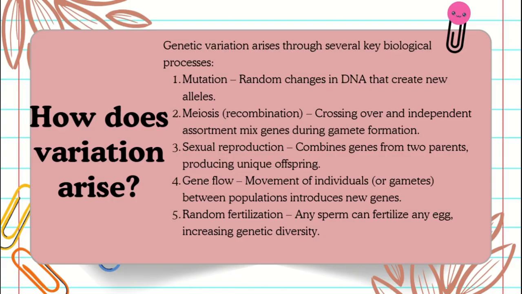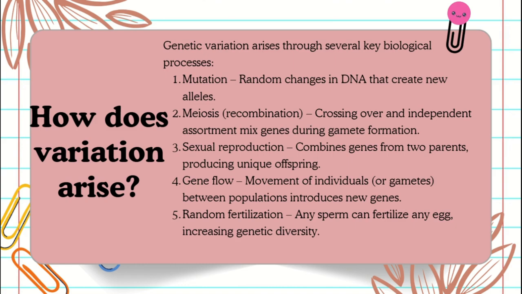Then we said sexual reproduction combines genes from two parents, giving unique offspring, and sexual reproduction and meiosis both kind of just go together, if that makes sense, because they are intertwined essentially. Meiosis can only happen if sexual reproduction is happening, basically.